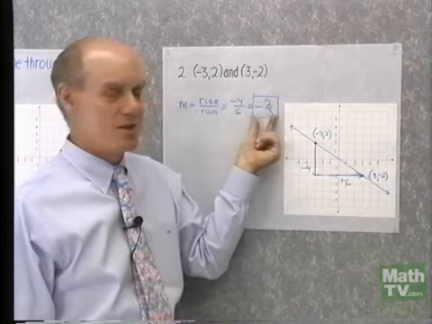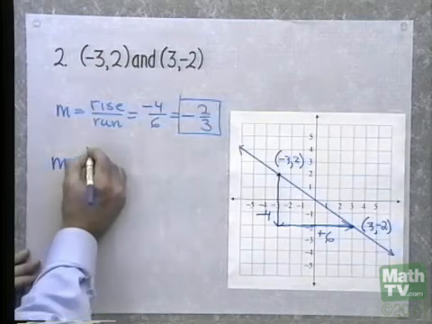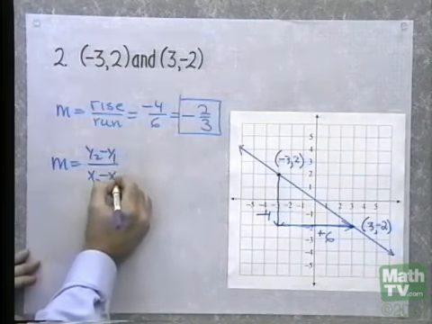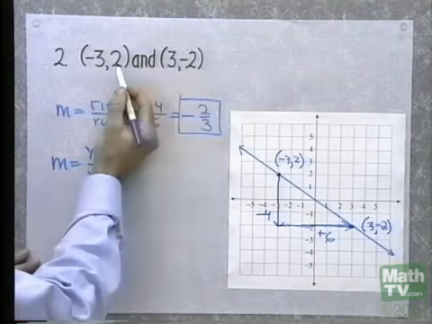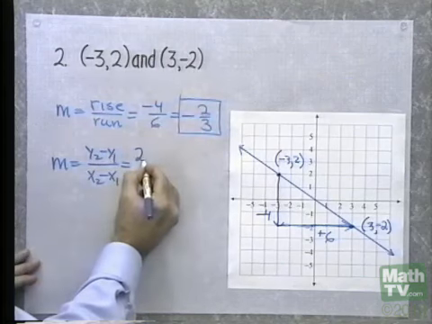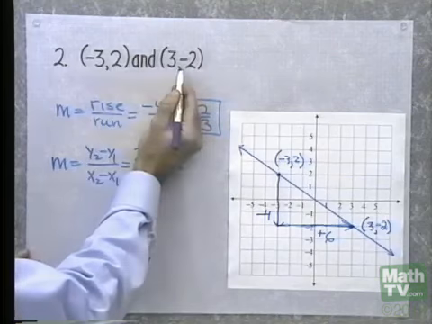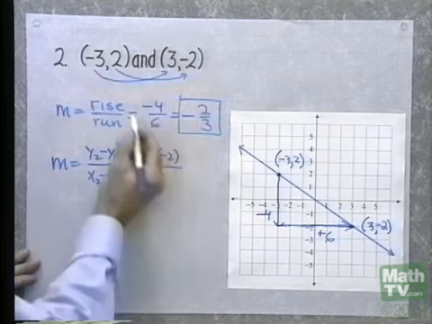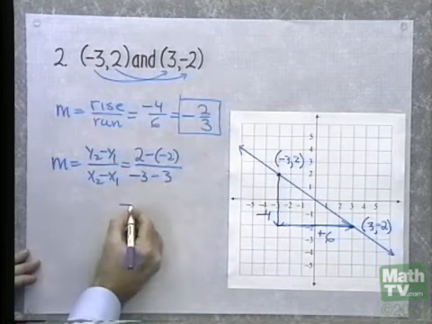Now let's find the slope of this line algebraically. So m will also be equal to y2 minus y1 over x2 minus x1. Well, let's just start with this point and subtract the coordinates of this point. 2 subtract -2, for the difference of my y coordinates, so I subtracted in that direction. Now let's subtract in this direction with x. -3 subtract 3.